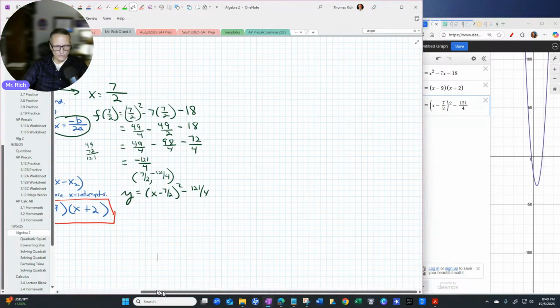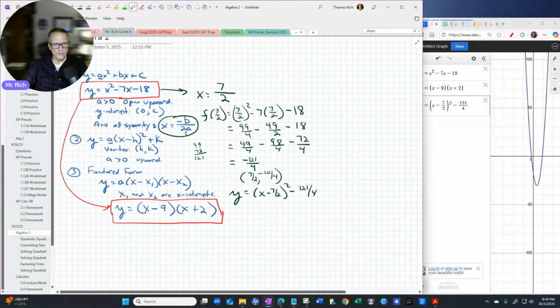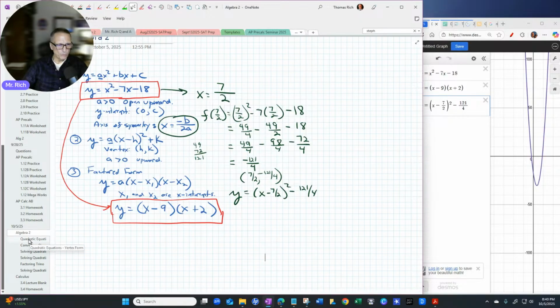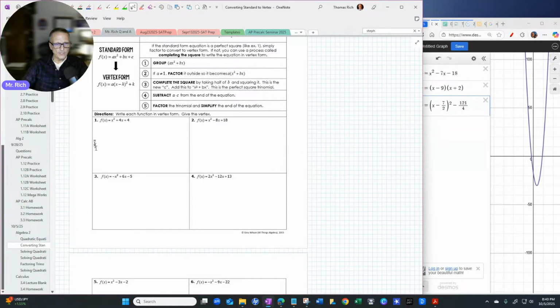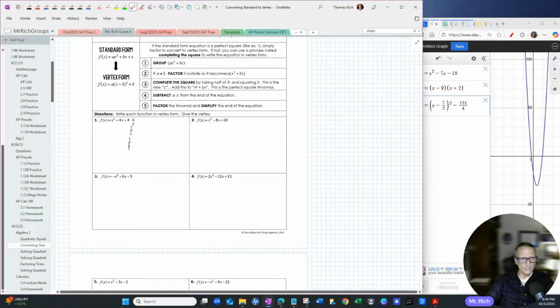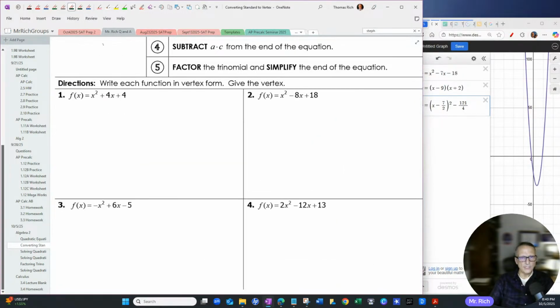So now, what are some of the things that you need to be able to do in Algebra 2? Well, we do have to be able to convert between standard form, maybe, and vertex form. So let's work a few examples. Notice in these problems here, it says write each function in vertex form.